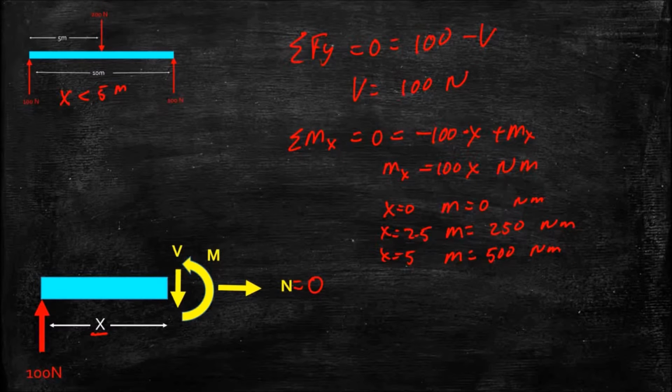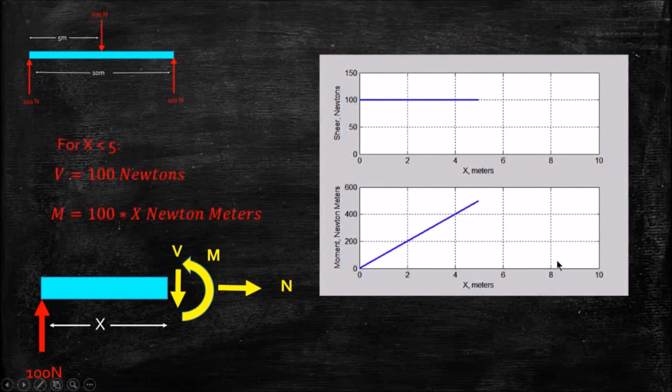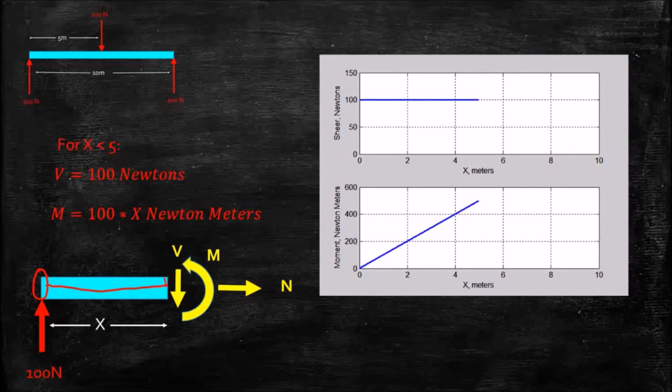So at any point now to the left of that 5-meter point, we can calculate what our moment needs to be. And on the next slide, here is a plot of that moment. I'll point out that from this left edge all the way over to our section, there are no forces applied. There's no change in force, so our shear force is constant. There's no change in shear because there's no change in force.